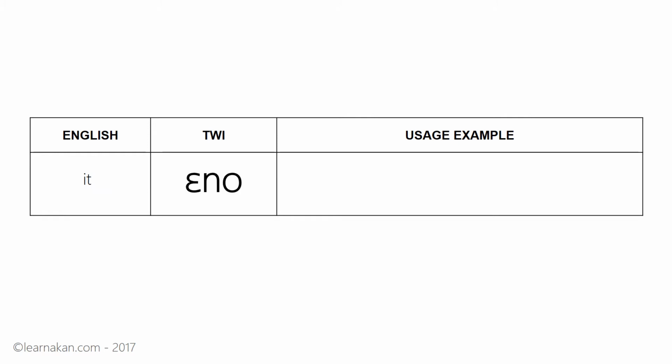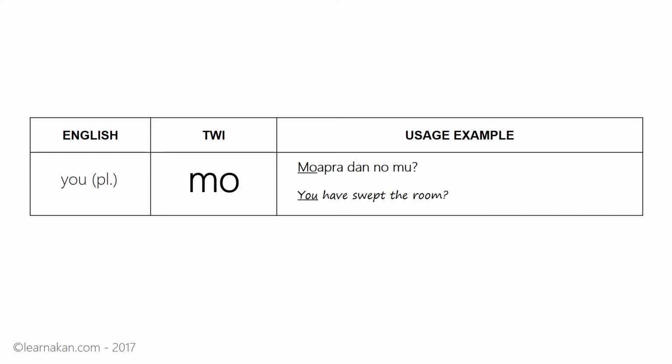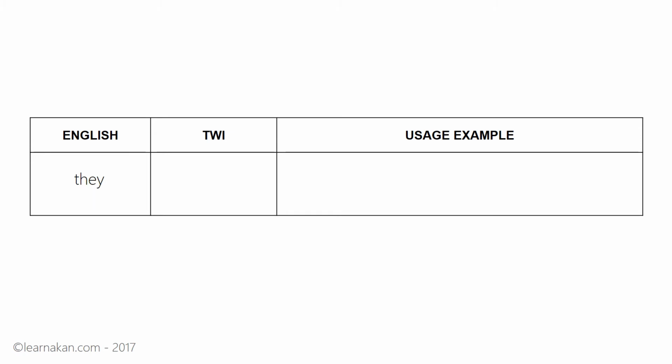It, eno. Etiye. We, yen. Yasuma won. You in a plural form, mo. Mwapra dainumu. They, one. Wosru kramainu.